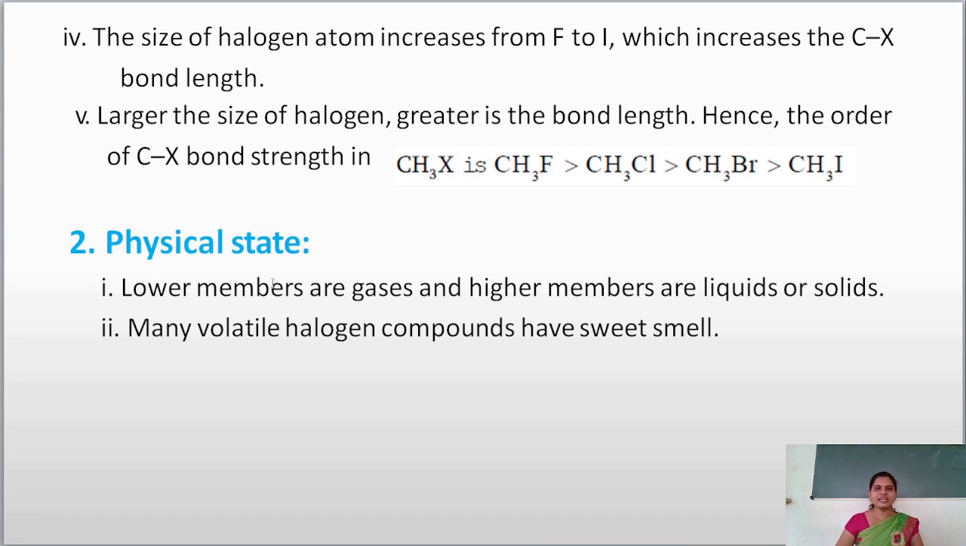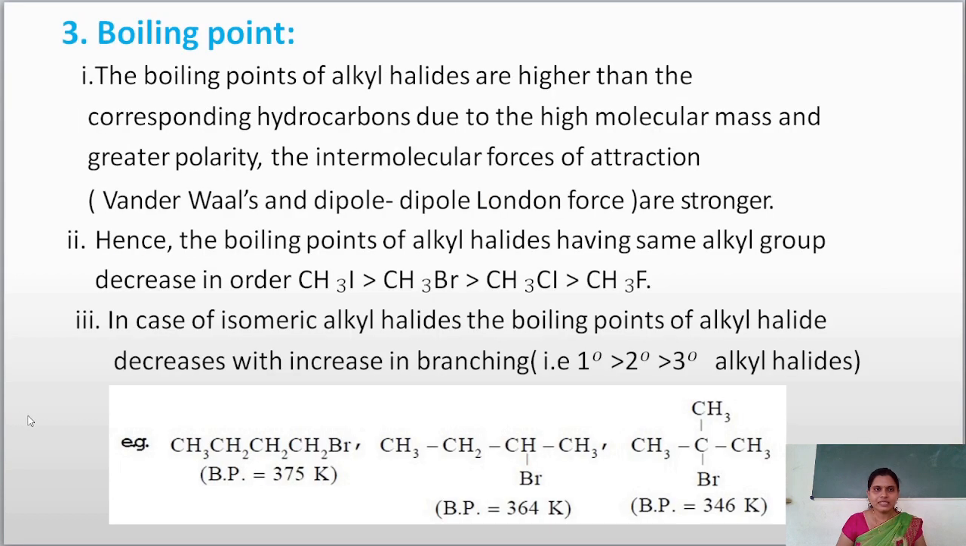Next is physical state. Lower members of these halogen derivatives are gases, and higher members are liquids or solids. As the group increases, lower members are gases, then the higher members are liquids, and then still higher members are solids. Then, many volatile halogen compounds have a sweet smell. So this is about the physical state.